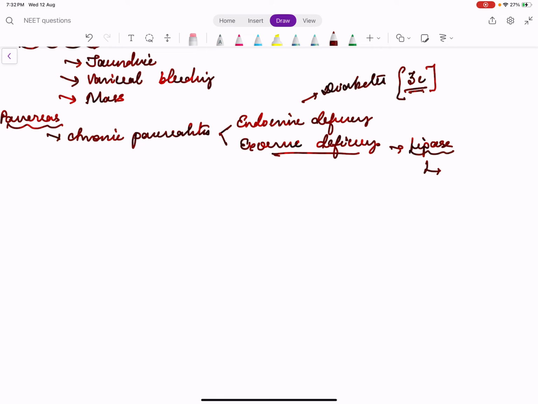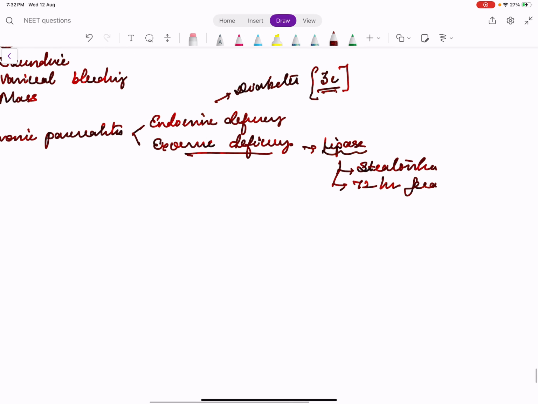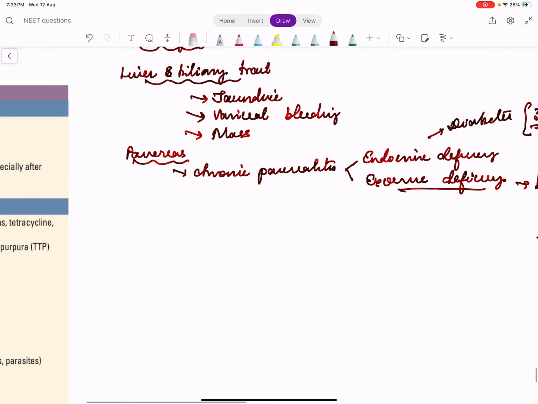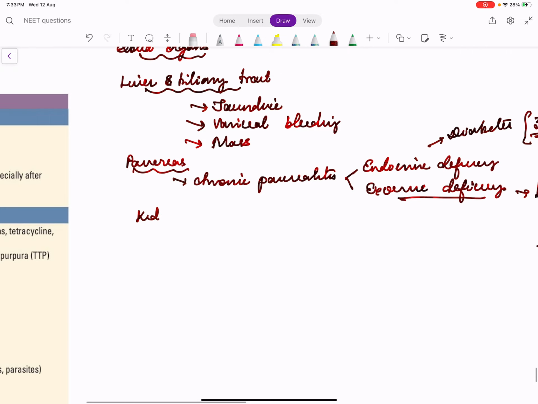When lipase is deficient, there will be steatorrhea or fat malabsorption. It is diagnosed by the 72 hours fecal fat estimation. And the fat dependent vitamins A, D, E and K deficiency will be there, right? So this is what we discussed about the pancreas till now. Another solid organ we have is the kidney. Kidney is a separate discussion.